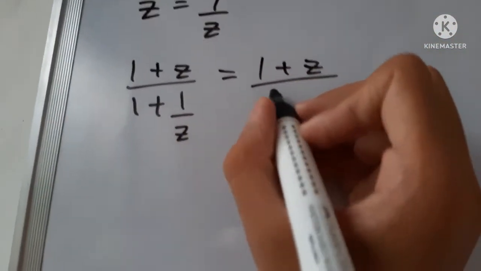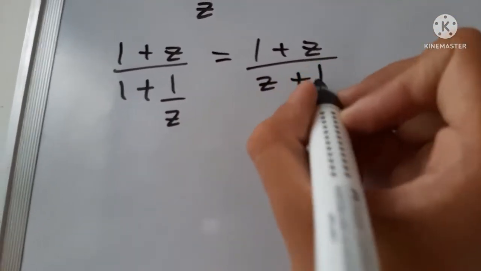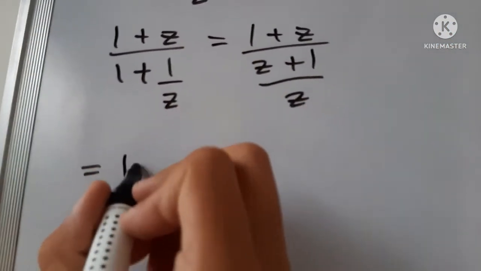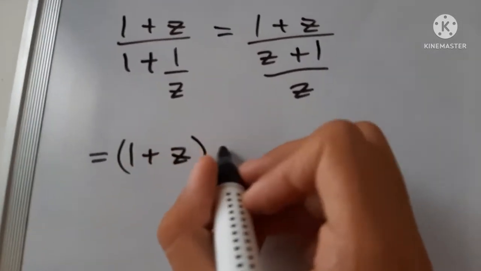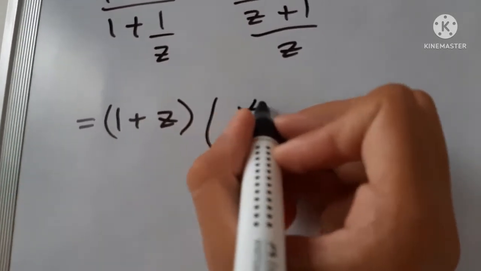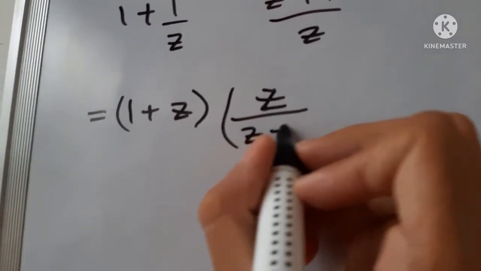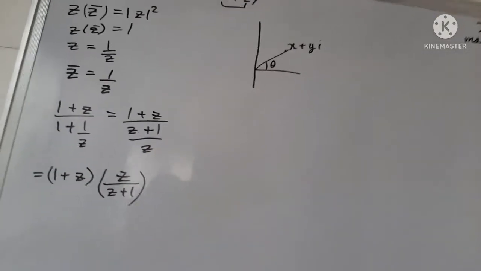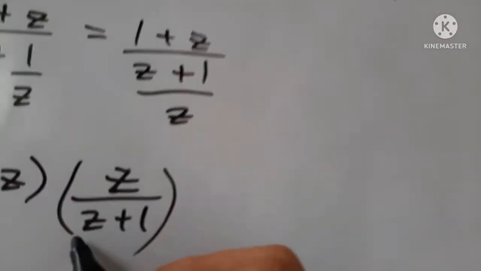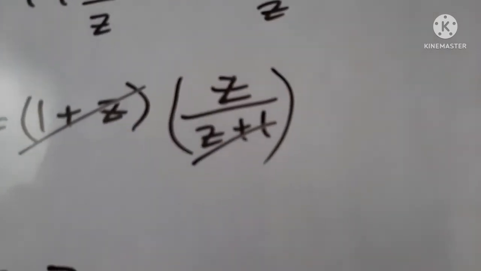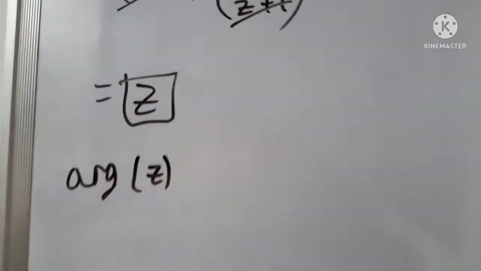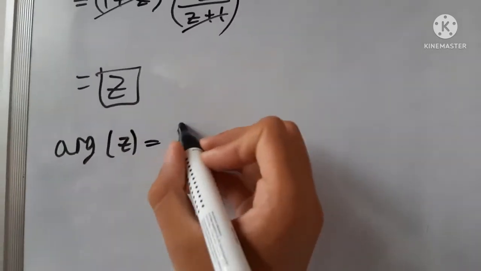I'm going to write it out anyways. z plus 1 upon z. So we can write this as 1 plus z times z upon z plus 1. And of course 1 plus z and z plus 1 are the same thing, because addition is commutative over the complex numbers too. So these cancel out and we get z by itself. And now finding the argument of z isn't really finding anything, it's just recognizing from the question that it's theta.